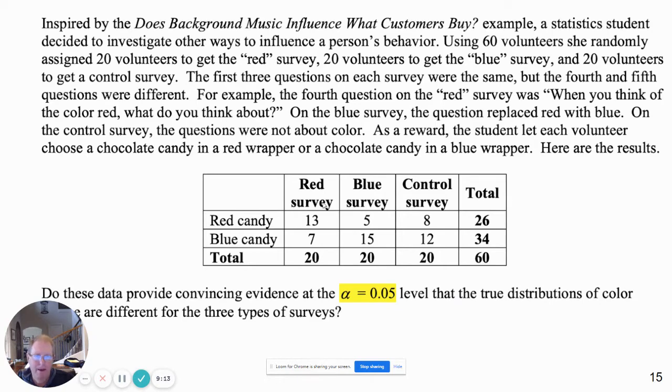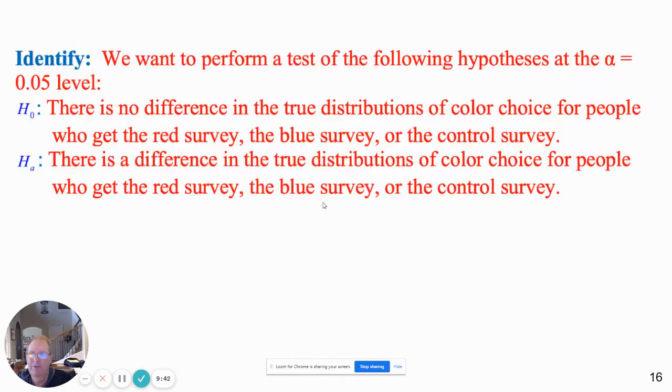So we have 3 different groups, the red, blue, and control group, and we want to see if the distribution of color choice in candy is the same or different. So the question is this: do these data provide convincing evidence at alpha equals 0.05 level that the true distribution of colors are different for the 3 types of surveys? So that's because we have 3 different groups. It's going to be a test of homogeneity, and so we have to identify. Right? Here's the identify part.